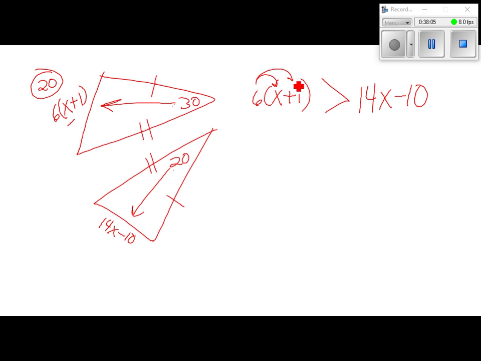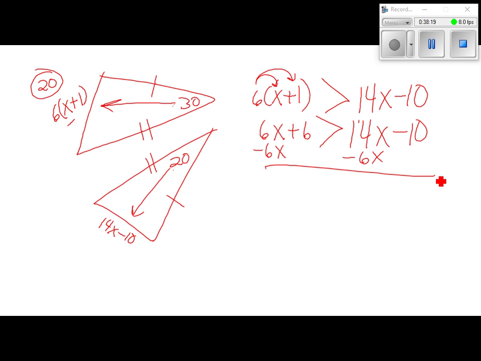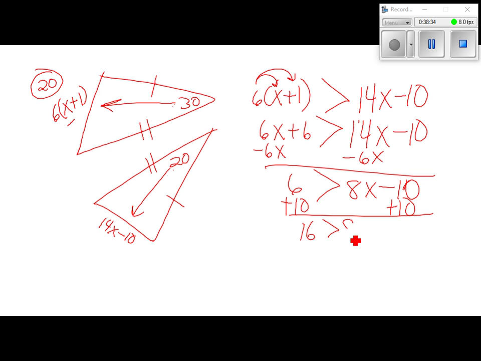You distribute out here, you get 6x plus 6 is greater than 14x minus 10. Subtract 6x on both sides. You end up with 6 is greater than 8x minus 10. Add 10 to both sides. You end up with 16 is greater than 8x. Divide by 8. You end up with 2 is greater than x.